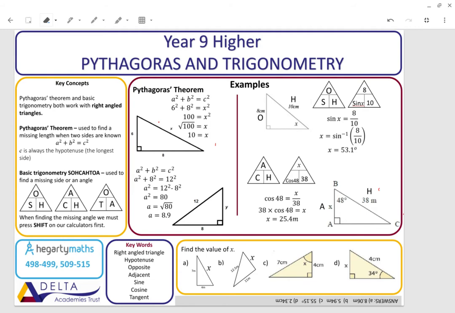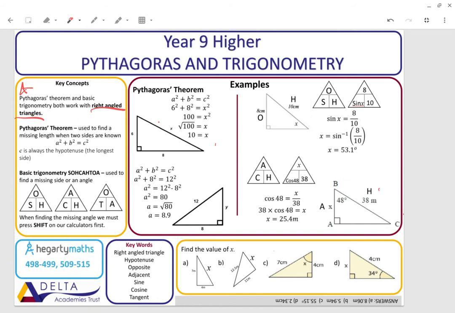Okay, so let's start off on the left. Pythagoras theorem. Pythagoras theorem and trigonometry only work with right angle triangles. So you can't use it on scalene triangles or isosceles triangles, only right angle triangles. Pythagoras theorem is used to find a missing length when two sides are known. So you can only use Pythagoras when you've got two sides of the right angle triangle.